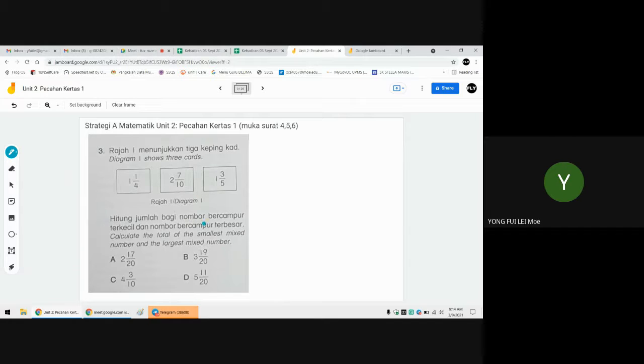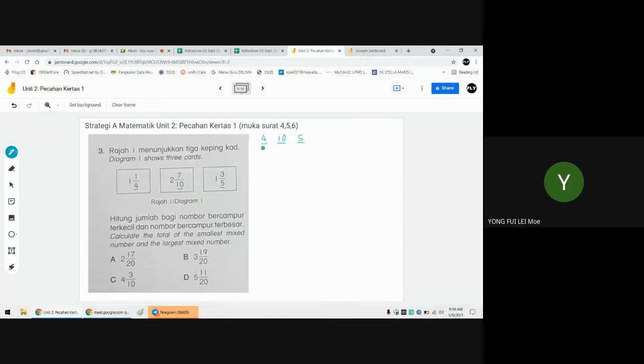Look at this. Calculate the total of the smallest mixed number and the largest mixed number. Look at these 3 cards. All of them have different denominators. You have to find the common denominator. How to find the common denominator? 4, 10, 5. We have to find the common denominator.